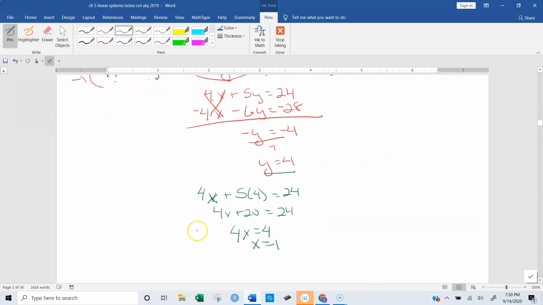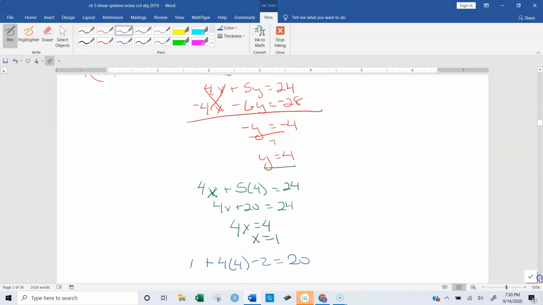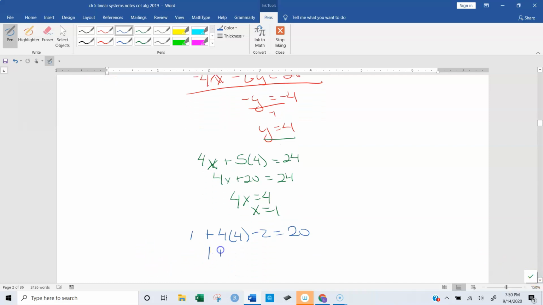So let's see, let's go down here. So we're going to take the x, which is the 1, plus the 4 times the y, which is 4, minus z equals 20. And now we're just going to solve that for z. So we have 1 plus 16 minus z equals 20. So 17 minus z equals 20. So negative z equals 3. So z equals negative 3. So our point now is 1, 4, negative 3. And that's our answer.